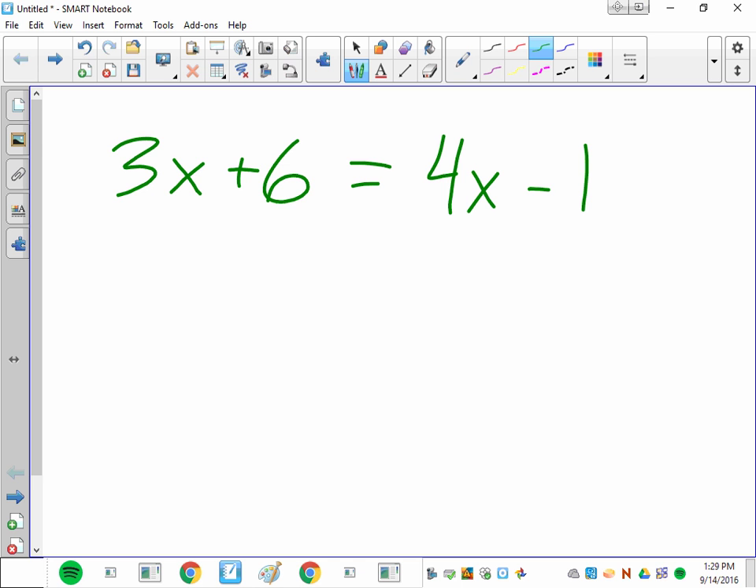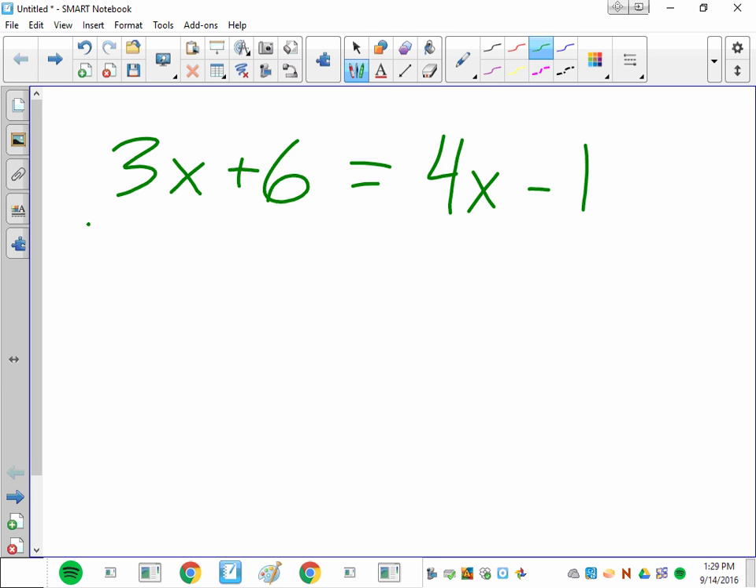So we need both variables on the same side. Do we care what side? It doesn't really matter technically. Do you have a preference in this case? We want to move the smaller number. How come? Then you won't end up with a negative variable.